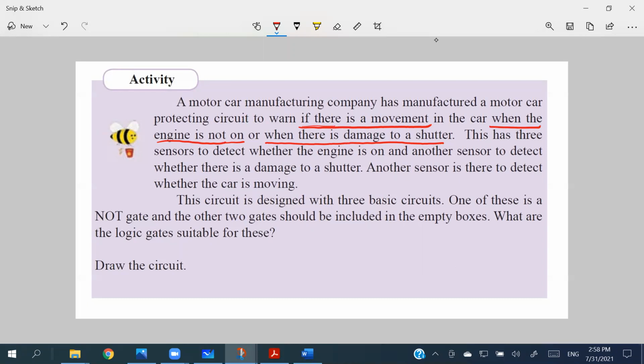So with the movement, you can guess what happens. With the movement, it should be either the engine is not on or damage to a shutter can happen, right? So the output is given to us from the warning circuit, or it can be an alarm or a kind of thing. It's better that they have mentioned what the output is.